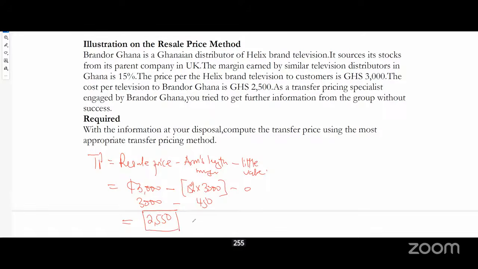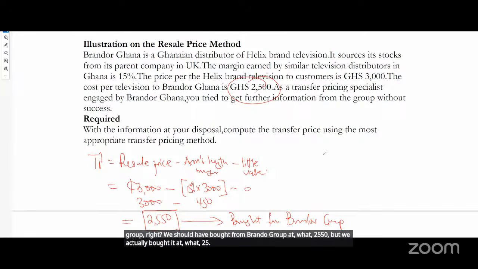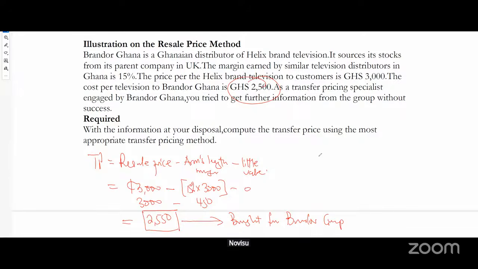2,550. Yes. So it means that we should have bought from our parent company, Brando Group, at what? 2,550. But we actually bought it at what? 2,500. You get it? So we should have bought it at 2,550, but we bought it at 2,500.